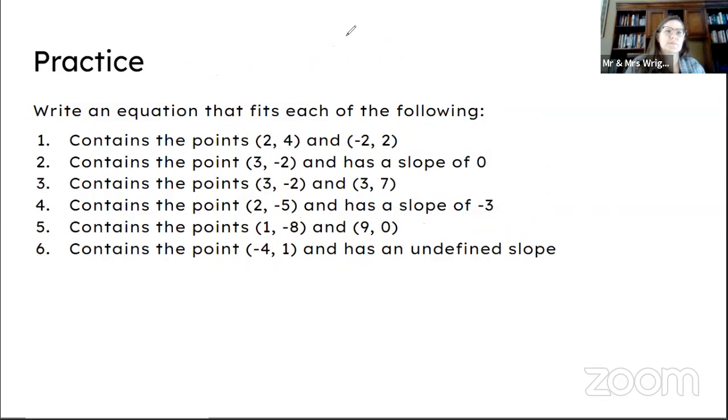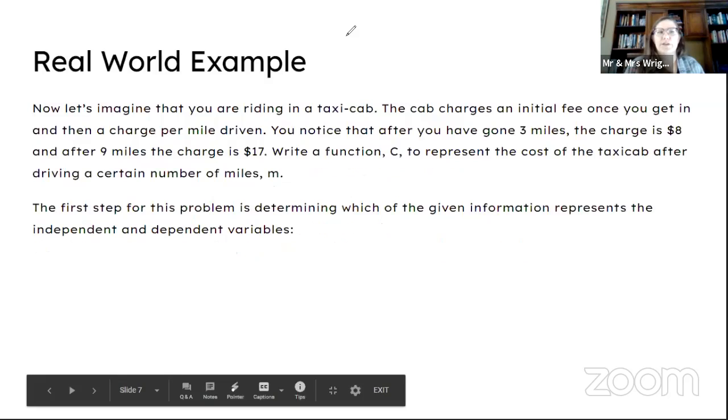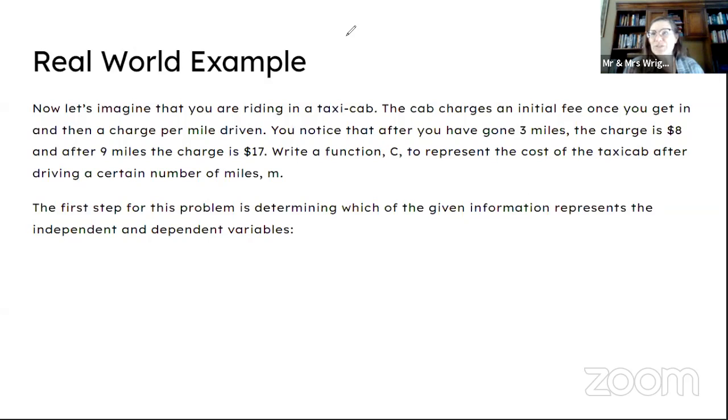Do them again. Now we have a real world example here. Let's imagine you're riding in, it's called a taxi cab here. That's what we used to take before there were Ubers. Imagine you're riding in a taxi cab and the cab charges an initial fee once you get in the car. Oh my gracious. So there's a major fee, even if you just sit down and then get out again, you're getting charged, right? But then also you get charged per every mile that's driven. And you notice after you've gone 3 miles, you have a charge of $8. And then after 9 miles, you have a charge of $17.